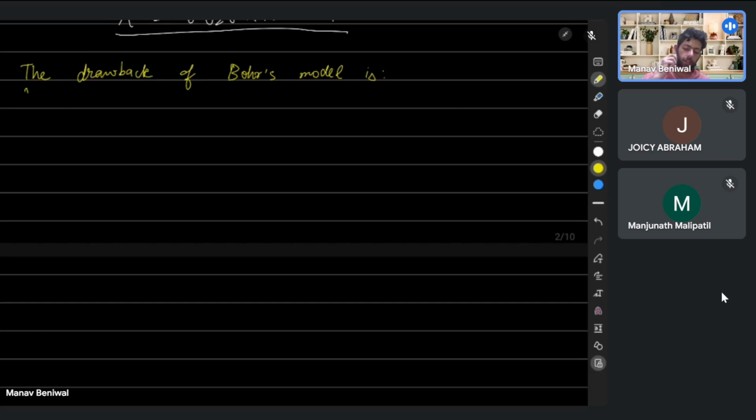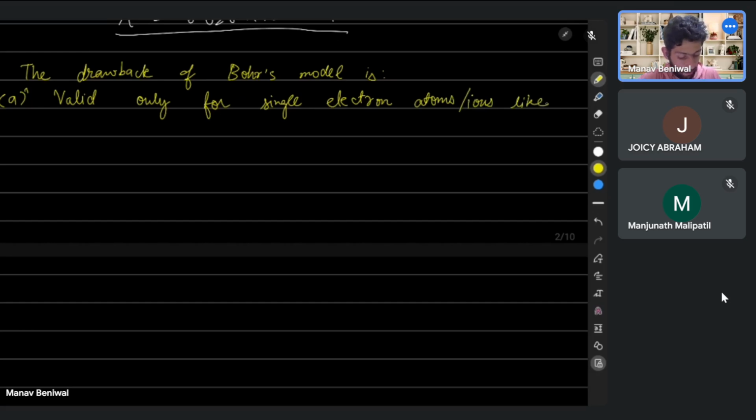So the question reads, what is the drawback of Bohr's model? And you have four options. So first is valid only for single electron atoms or ions like hydrogen, helium plus, lithium plus plus, etc.